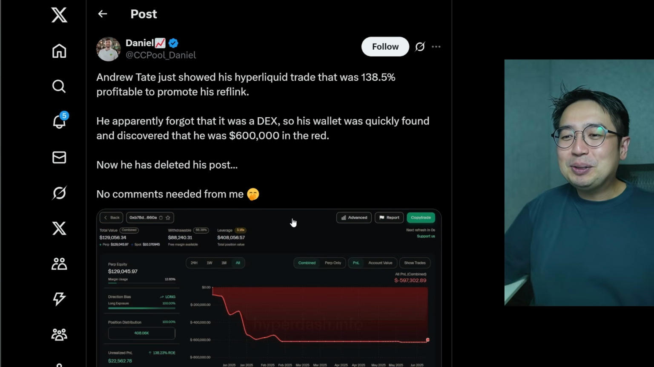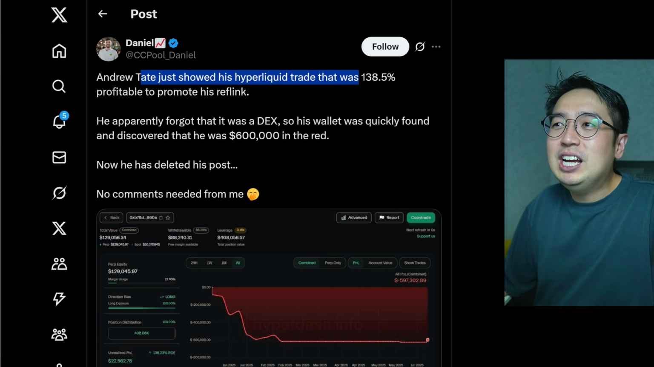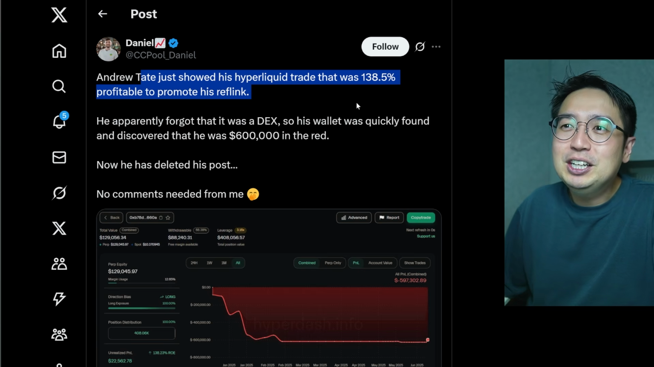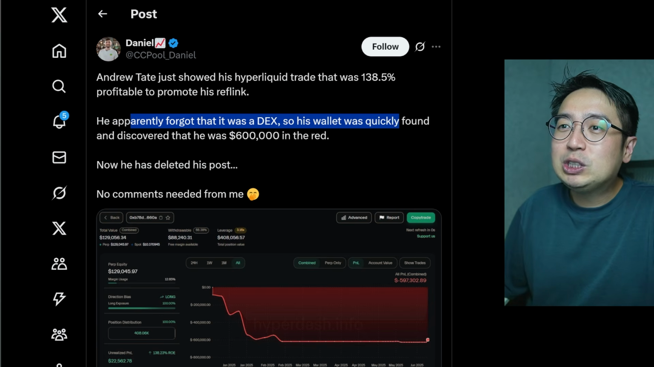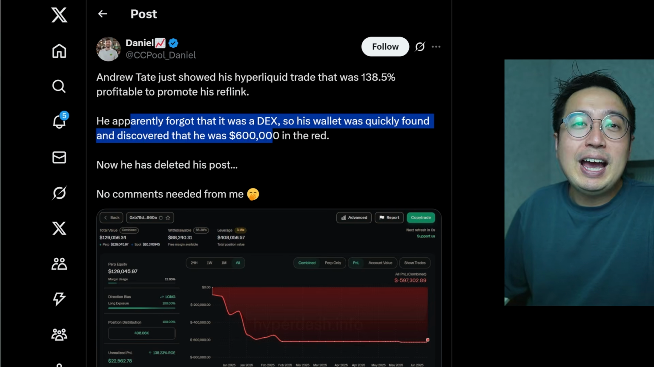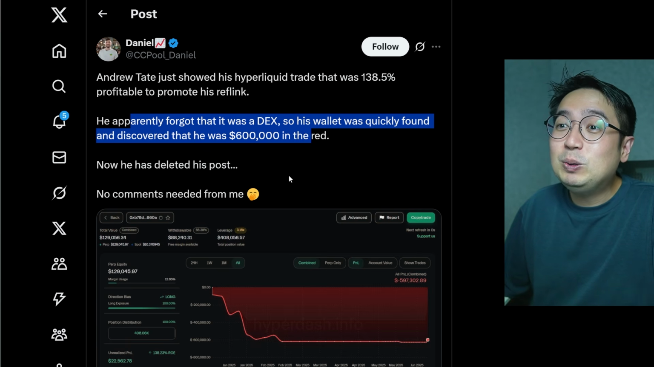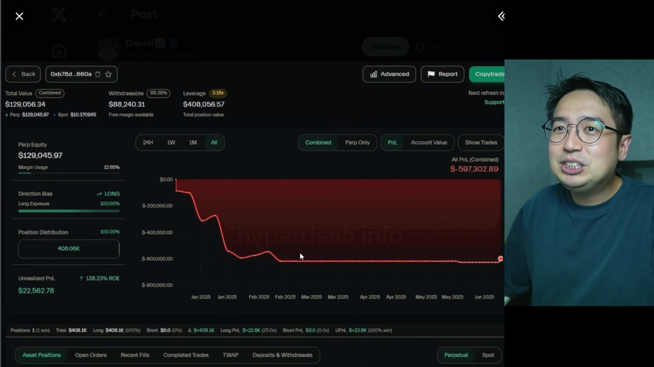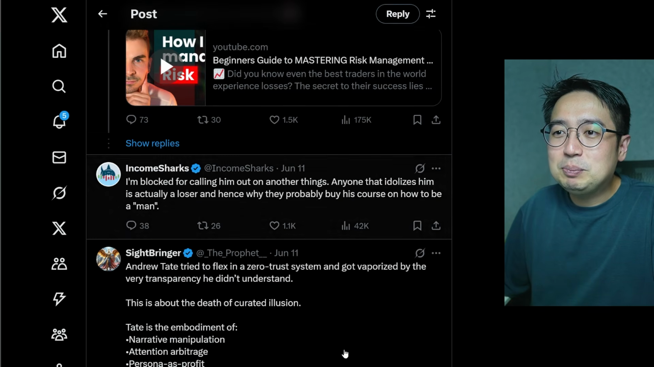Now, in some recent event on June 11, Andrew Tate just showed his Hyperliquid trade that was 138% profitable to promote his referral link. He apparently forgot that it was a DEX, a decentralized exchange, so his wallet was quickly found and discovered he was down $600,000 in the red, and it is now a deleted post. No comments needed for me, but as you can see here, you can see the total account value, and his lifetime PNL is down $600,000 while he was showing off some small gains.